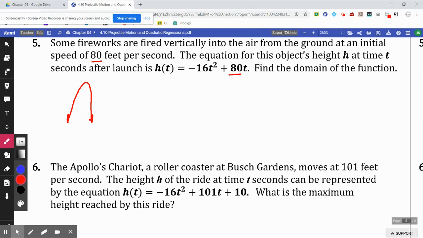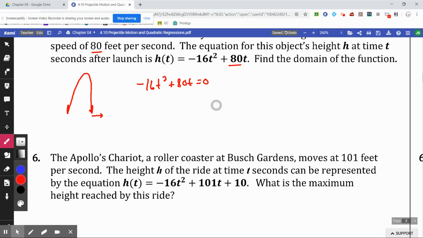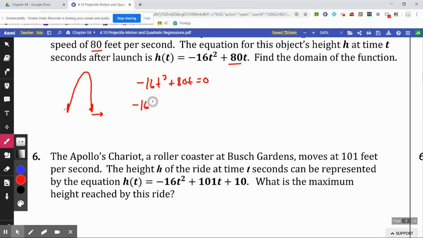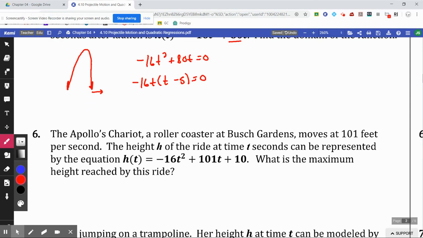So what we're going to do to find the domain is set negative 16t squared plus 80t equal to 0. We're going to see when it is on the ground, because once it's on the ground, our domain does not go any time past then. This one's going to be very easy to solve by factoring. We're going to factor out a negative 16t. We're left with a t and a minus 5. Set each equal to 0, and you're going to get time equals 0 and time equals 5.